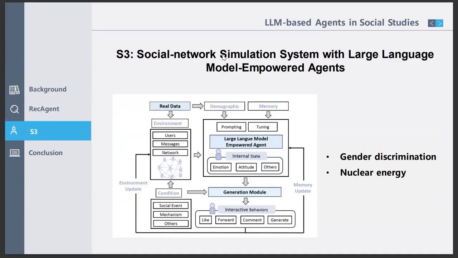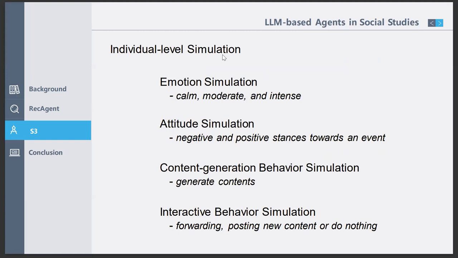Now I will talk about another work called N3, a social network simulation system with LLM-based agents. In this picture, compared with the Bob simulator, this paper focuses more on the social network. It aims to study two problems, that is gender discrimination and nuclear energy. The left figure shows the overall architecture of the model. We can see it's driven by real data, and different agents can have different emotions, IQs, and other characters. These characters will drive the agent to express different behaviors, such as like, forward, comment, and generate specific content.